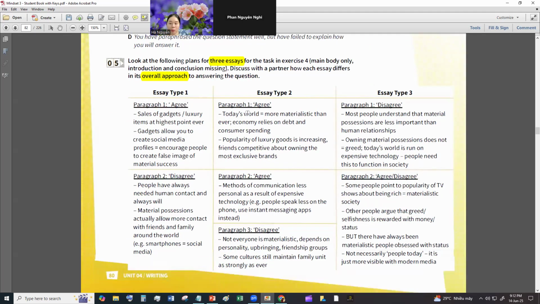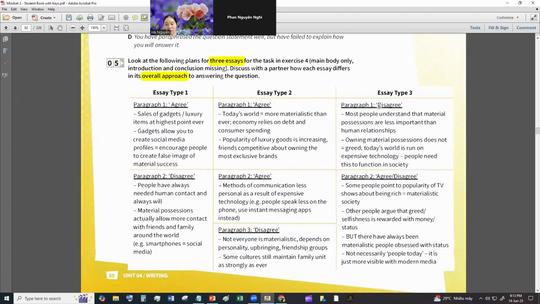Okay. Now let's look at type 3. Type 3 is, I think, the most interesting here. And if I were to write an opinion essay, I would choose type 3. Can you just look at the plan and quickly tell me what is the overall opinion of the writer? They disagree with the statement. Disagree. Okay, that's right. So paragraph 1, the writer spent one body paragraph to disagree.